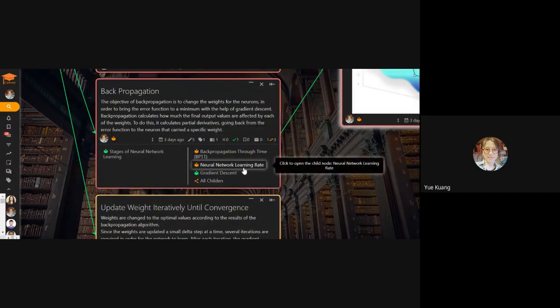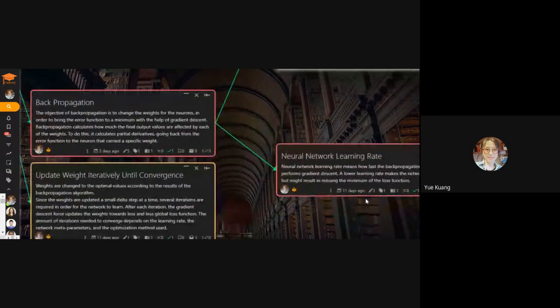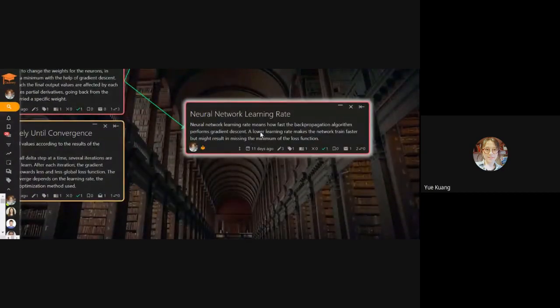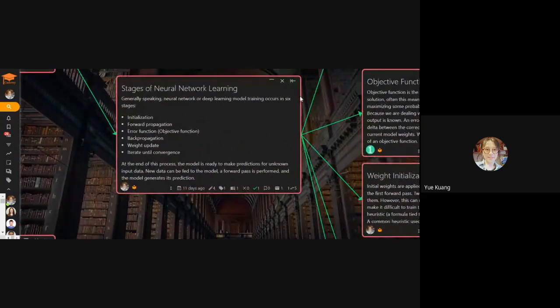Okay, I'd like to introduce the learning rate here. The neural network learning rate means how fast the backpropagation algorithm performs gradient descent. A lower learning rate makes the network train faster, but might result in missing the minimum of the loss function. Okay, so that's all for the stages of neural network training. I will hide the notes here.